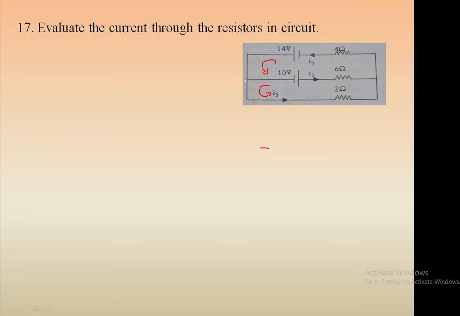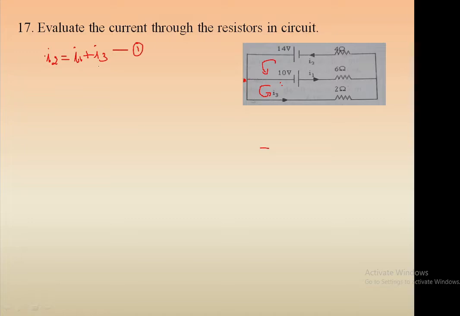Here the point is not marked. So at this point, I2 is the incoming current, I1 and I3 are outgoing currents. So when we apply the first rule, that is the junction rule at this point, we can have I2 equal to I1 plus I3. That is equation number 1.